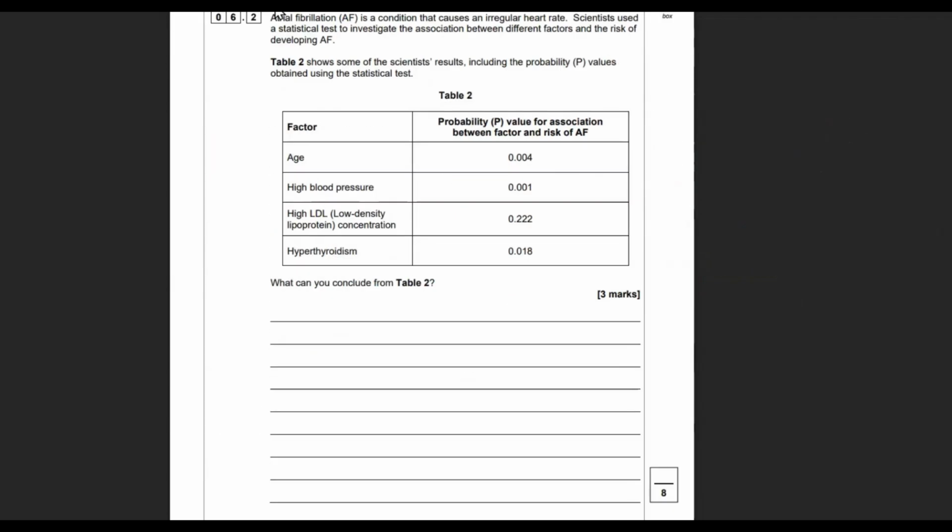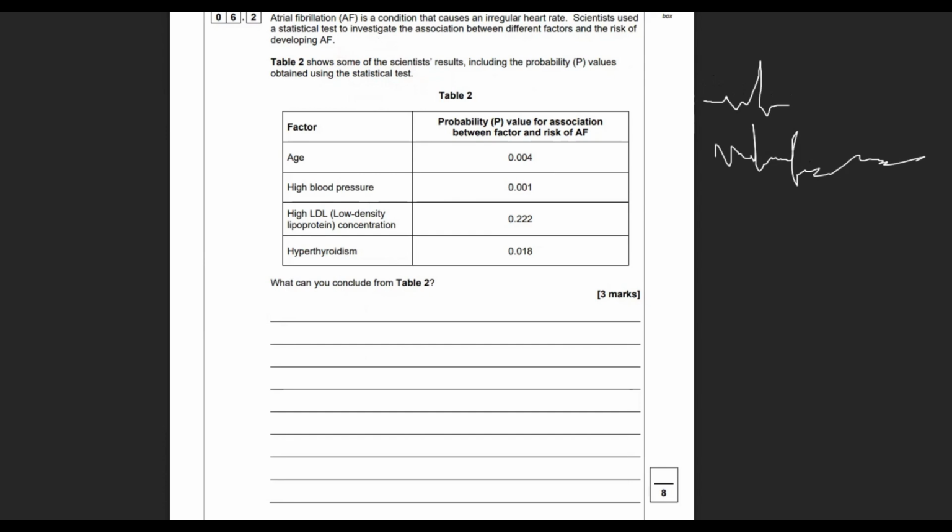So let's go. 6.2. Atrial fibrillation, AF, is a condition that causes an irregular heart rate. Scientists used a statistical test to investigate the association between different factors and the risk of developing AF. By the way, when they put AF in brackets and give you an abbreviation, you can use it in your answer. You don't have to write atrial fibrillation. Table 2 shows some of the scientists' results, including probability values P obtained using the statistical test. We've got age, high blood pressure, high LDL concentration, that's low density lipoprotein, and hyperthyroidism.